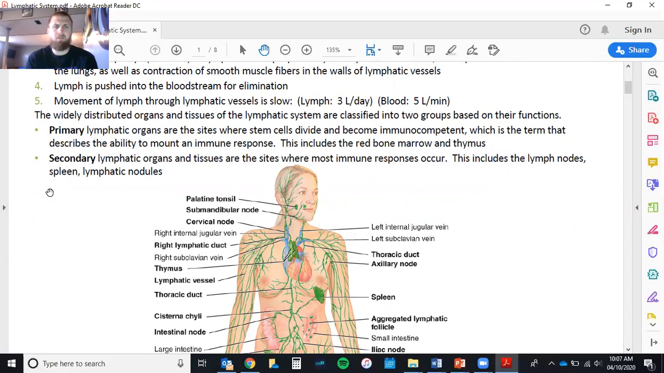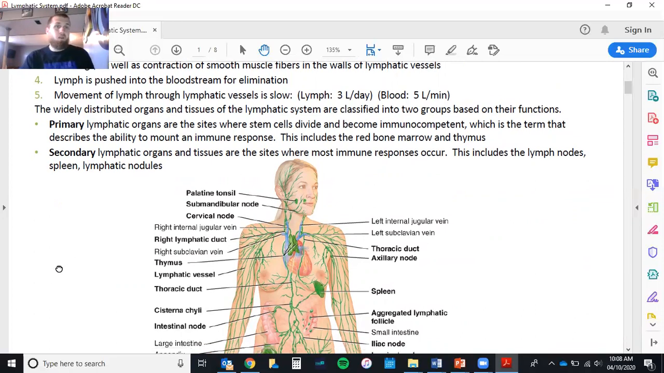As I mentioned, when lymph is pushed into the bloodstream, it no longer is lymph. We can describe that as being eliminated. Although elimination, you might think, means that it's removed from the body, that's not the case here. And the flow of lymph is really slow compared to the blood that pumps out of our heart. About 5 liters of blood is moved a minute at rest. That can go up tremendously during maximal exercise. Whereas lymph, we're talking 3 liters in the entire day.